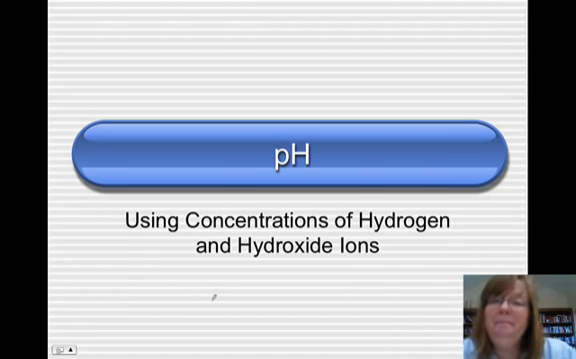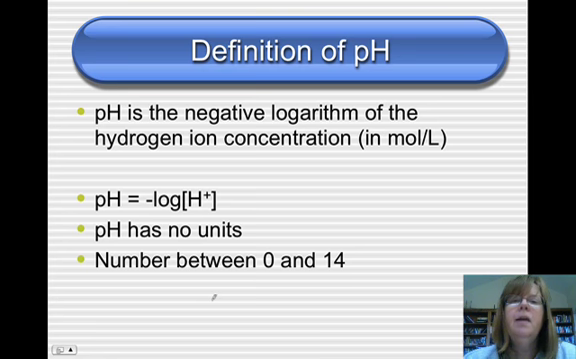Hi, this video is about pH, and we're going to be using the hydrogen ion concentration and hydroxide ion concentration to determine pH. All right, so how do we define pH? Well, it's defined as the negative logarithm of a hydrogen ion concentration. And when we say concentration, we mean molarity, moles per liter. So pH is the negative log of your proton concentration.